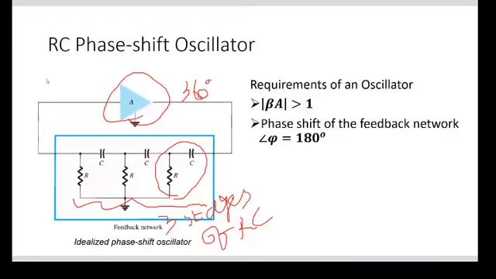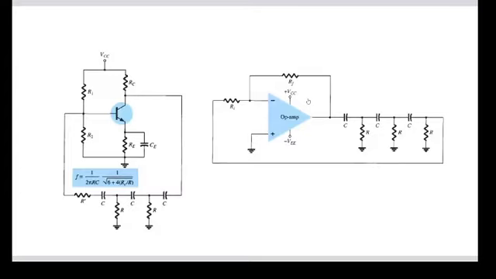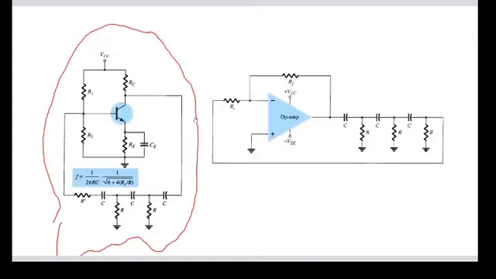Right now I will show some circuits. This is an idealized phase shift oscillator because we haven't included any information about this amplifier A. Now we are considering two networks. One is a transistor amplifier. Here you can see this oscillator is designed using a transistor amplifier, and this is also an RC phase shift oscillator, and this oscillator is designed using an op amp.